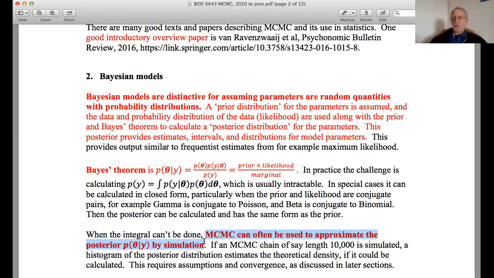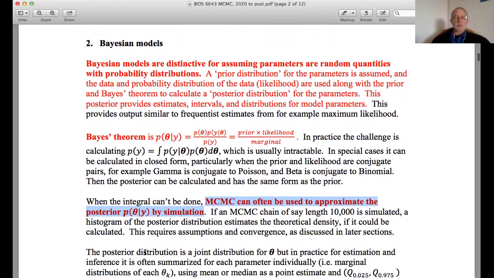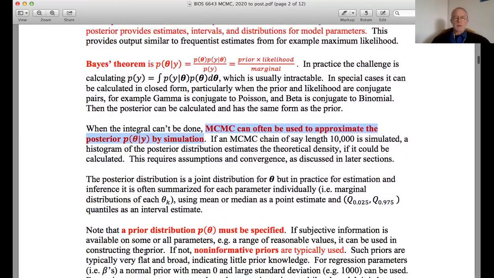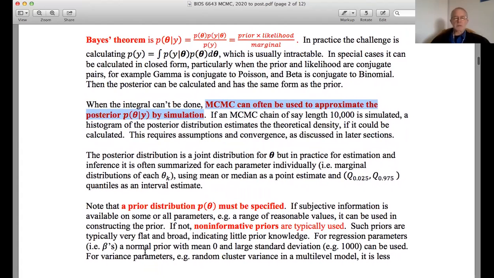Okay, so we do this by simulation. The output is a big sample of the posterior. Usually like 10,000, 100,000. You can run these things a million times. I've had cases where I had to run it way more than 100,000 times to get stable estimates. But anyway, that's the output here. Posterior joint distribution. Some of this is a little technical, so I'm going to skip it here.